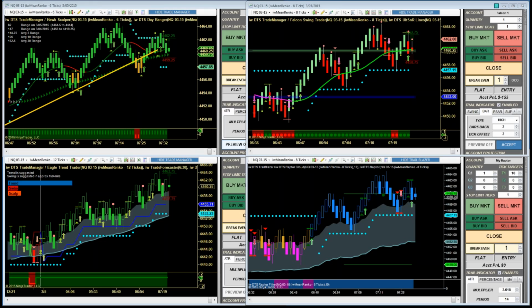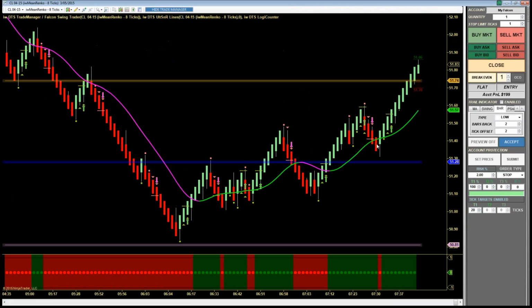Oh, and while I was chatting away there, I missed a very nice late filter entry signal here on crude oil. This one right here. Notice the filter goes out of sync, the trend line does not go out of sync. Signal comes back, market goes higher.